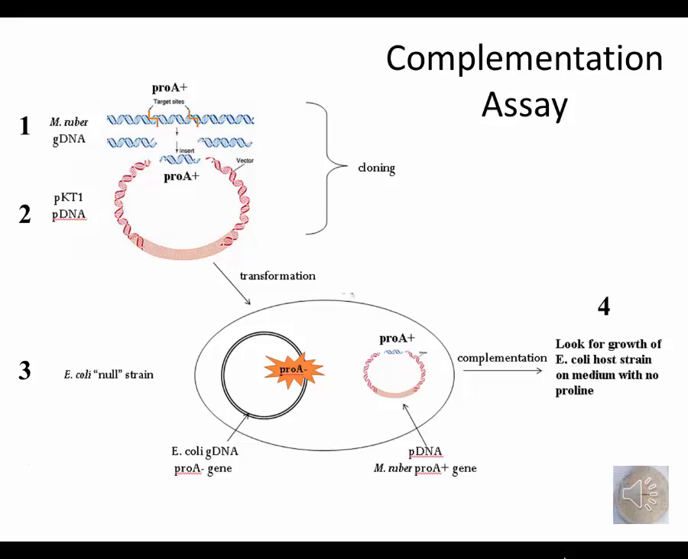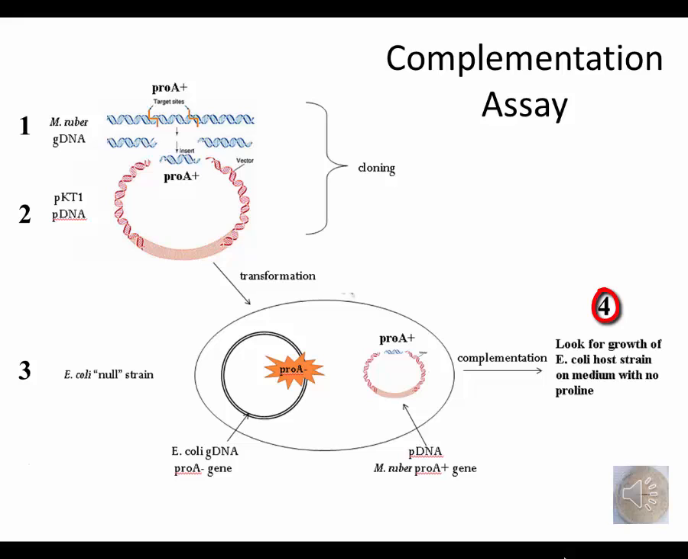At step 3, M. ruber ProA+ in pKT1 is transformed into a special type of E. coli called a null strain. This null strain does not have a functional ProA+ gene. In other words, it is a ProA- auxotroph. The null strain must obtain proline from its environment to survive. However, the null strain can get back its ability to make proline if the M. ruber ProA+ gene has the same function as the E. coli ProA gene.